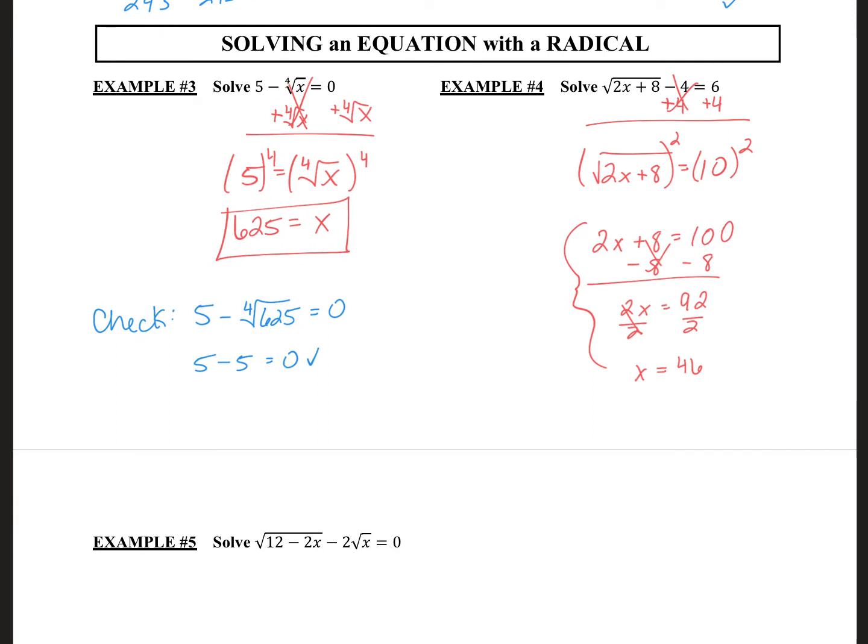All right, so now we have to check our possible solution. We have the square root of 2 times 46 plus 8, minus 4 equals 6. So 2 times 46 is 92. 92 plus 8 is 100. So we have the square root of 100 minus 4 equals 6. We know the square root of 100 is 10. All right, 10 minus 4 is 6, and 6 equals 6. So x equals 46 is a solution.